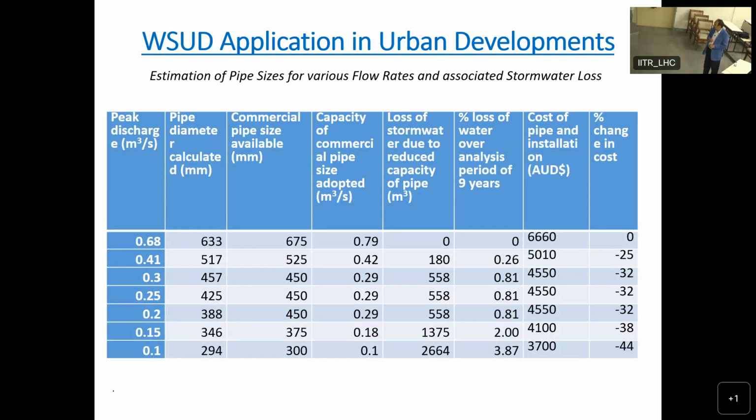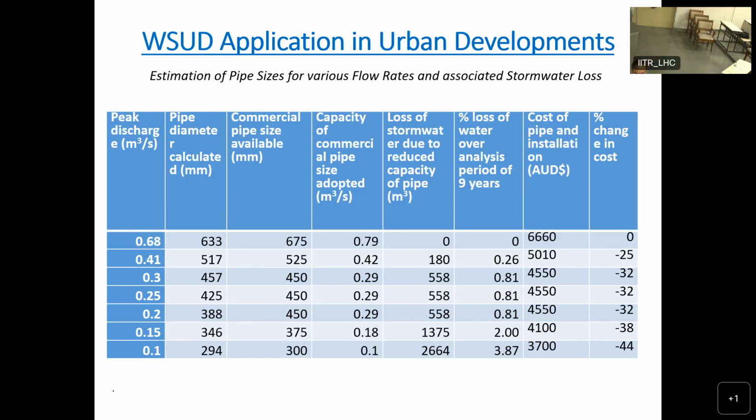And that percentage loss of the overall collection which we're getting. By reducing from 0.68 to 0.41 peak, we reduce 0.26% of total water annually. So that was a very tiny amount of water which we lost. And then going up even to 0.2, we were getting a reduction of 0.18, 0.81 of the total runoff annually.